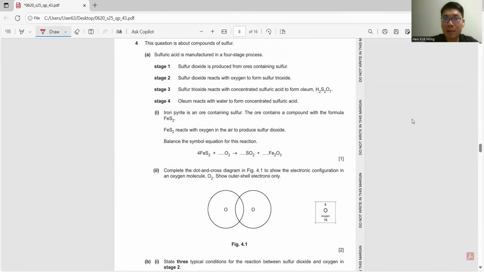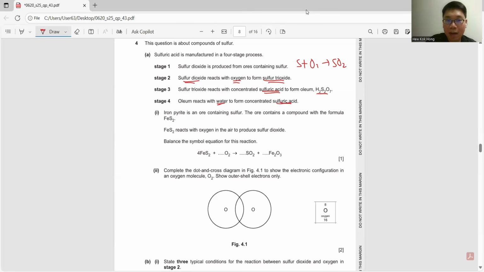Question 4. This question is about compounds of sulfur. Sulfuric acid is manufactured in a 4-stage process. They are very good, they give you all 4 steps. First step, we use sulfur plus oxygen to form sulfur dioxide. And then sulfur dioxide reacts with oxygen again to form sulfur trioxide. Then sulfur trioxide reacts with concentrated H2SO4 to form oleum. Then oleum reacts with water to form concentrated sulfuric acid.